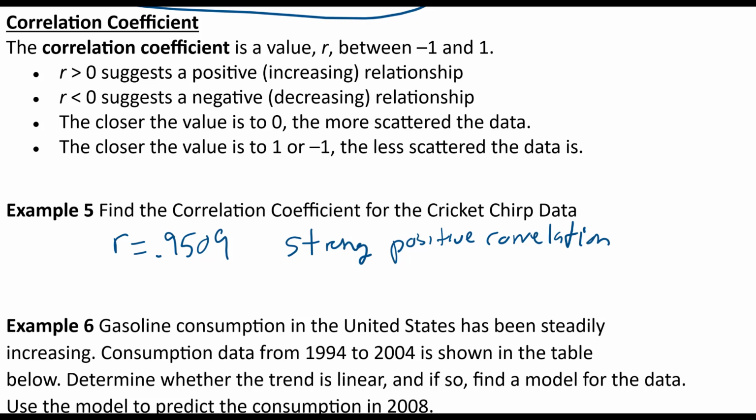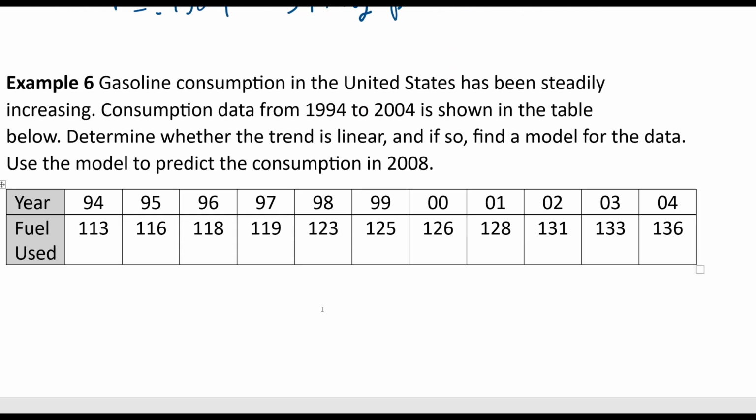Okay. Let's go to the last problem. Gasoline consumption in the United States has been steadily increasing. Consumption data from 1994 to 2004 is shown in the table below. Determine whether the trend is linear, and if so, find a model for the data. Use the model to predict consumption in 2008. So we will now go put this in the table.